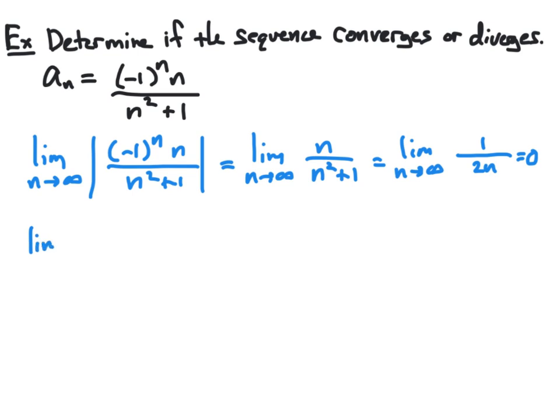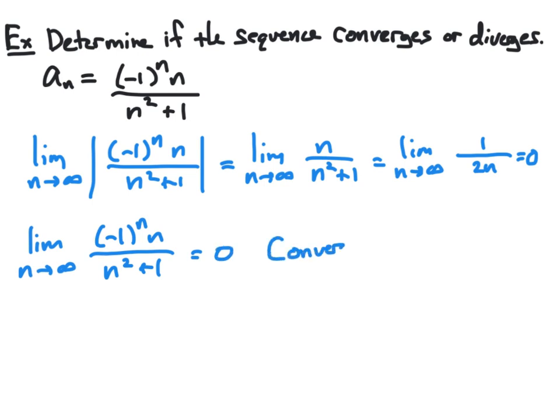And so by the absolute value theorem, since that limit of the absolute value is equal to 0, the limit as n goes to infinity of our actual sequence is also equal to 0, and therefore this sequence converges to 0. Now notice if this limit of the absolute values was equal to anything other than 0, say for example that it equaled 5, then the conclusion would be that our original sequence would have diverged.